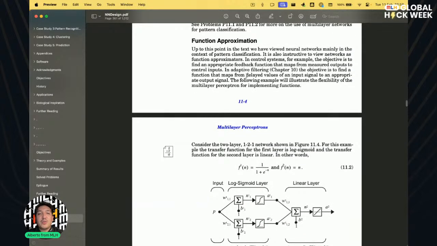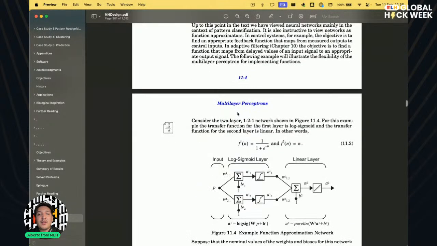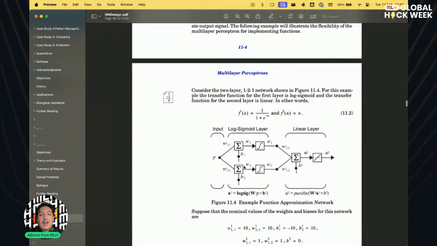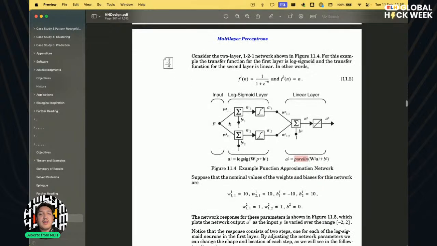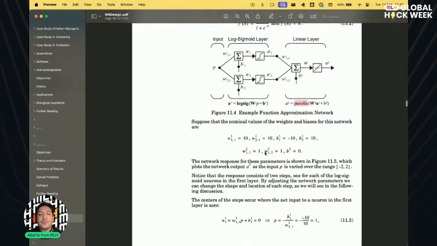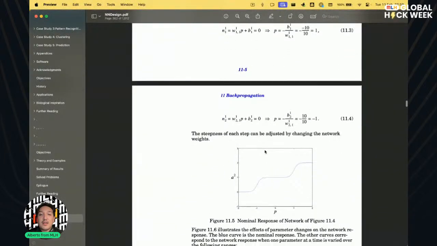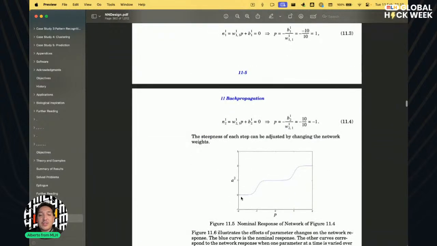To make this work, the input is just going to be one single signal, and the hidden layer is going to have two neurons. The output layer is a linear layer, as I was mentioning. We have purelin, and the log-sigmoid is the transfer function they are calling here. In this example, we try to replicate this function that we see over here.